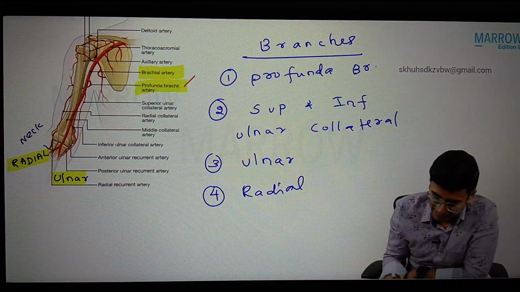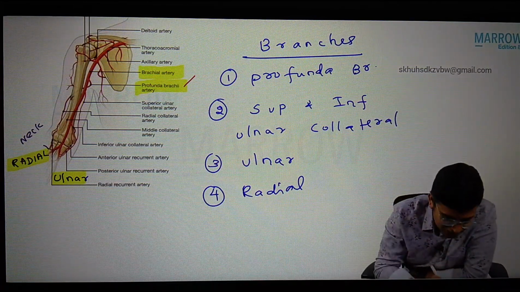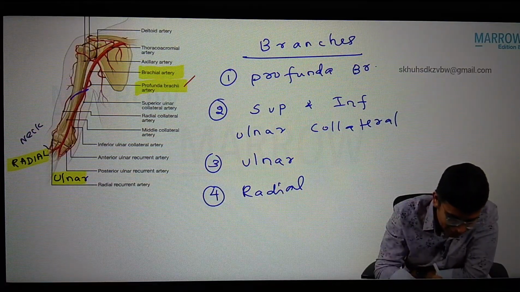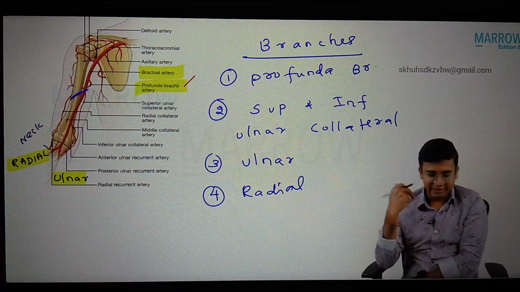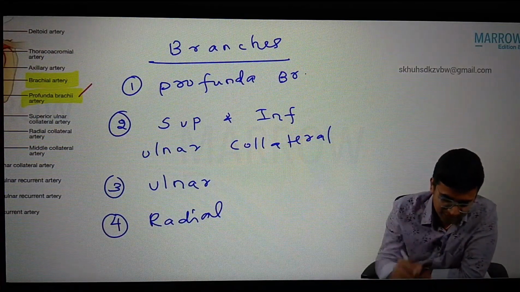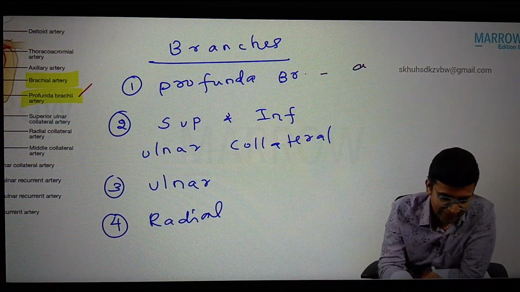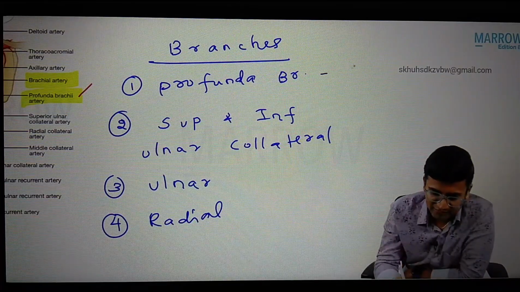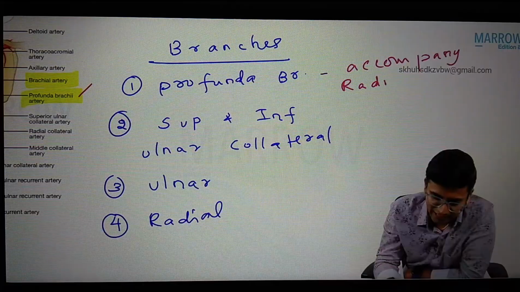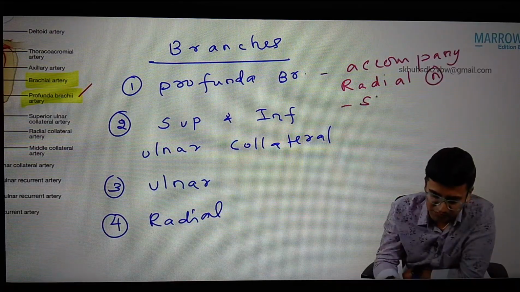So profunda brachii artery, see here, it is having the course. This is a spiral groove. Now, along with the profunda brachii artery, radial nerve is passing in the spiral groove. So, please write: profunda brachii artery accompanies the radial nerve in the spiral groove.